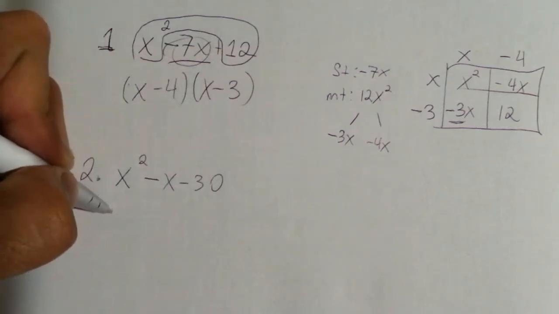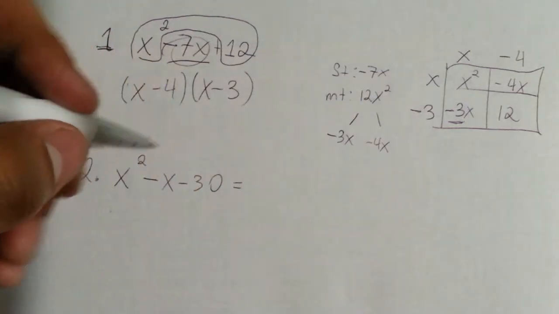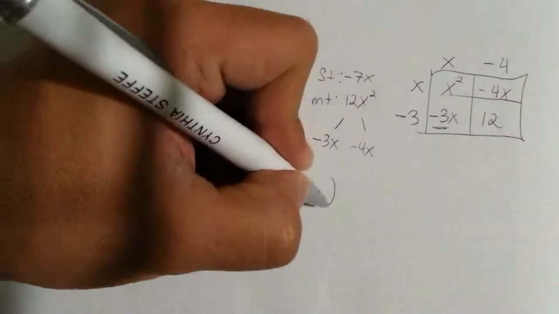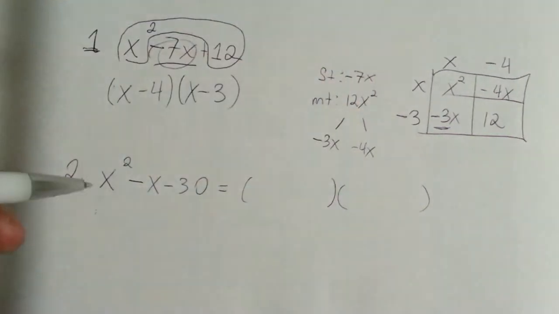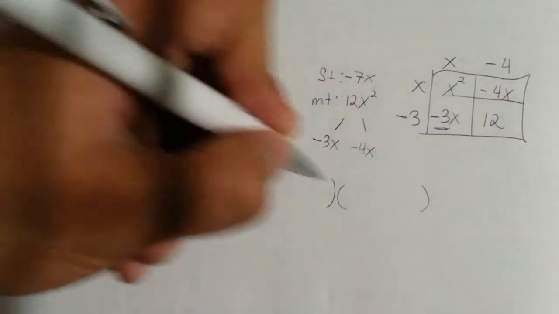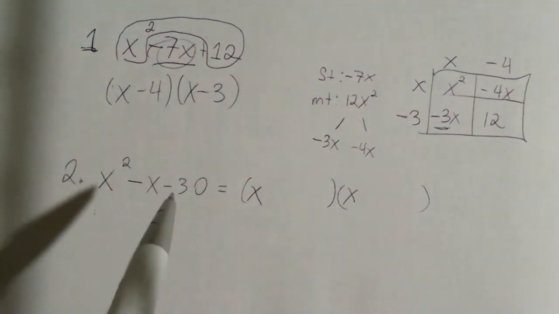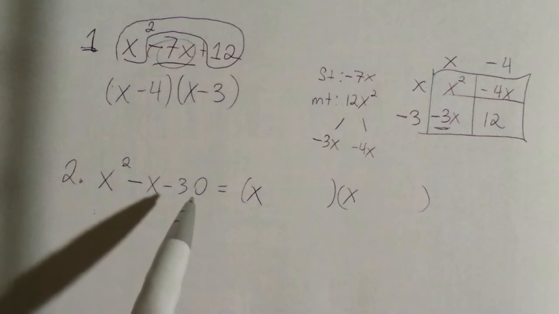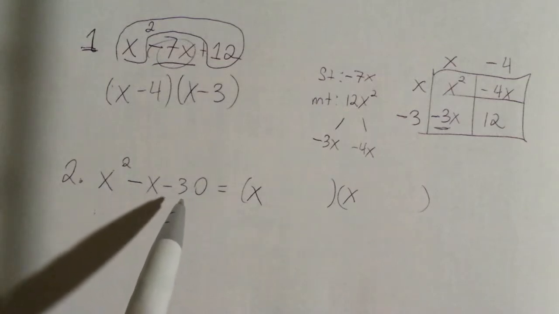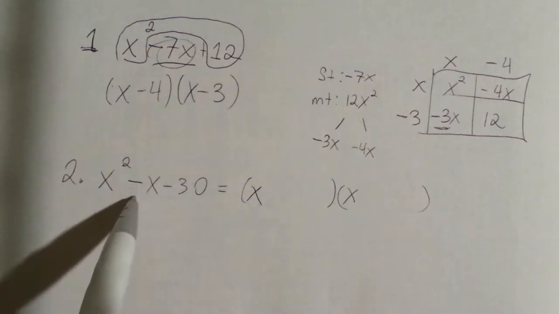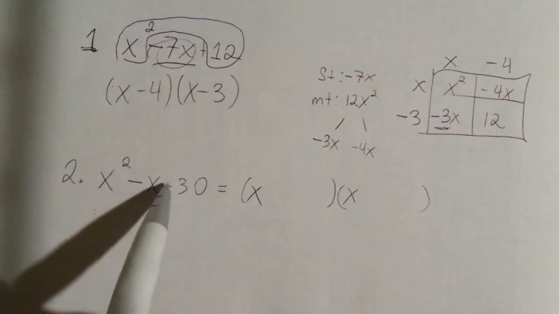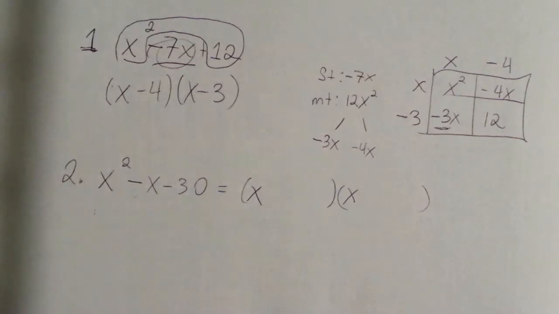So go ahead and we'll put our equal sign, and we can open up a set of parentheses. In this case, since our coefficient is 1, we'll know that x times x gives us an x squared. So we can write the x and the x. So far so good. Now we need to think of two factors of 30, which would have, in this case, since it's negative 30, a difference of 1, since this negative x has a coefficient of negative 1. So, in this case, factors of 30 that have a difference of 1 are 5 and 6.